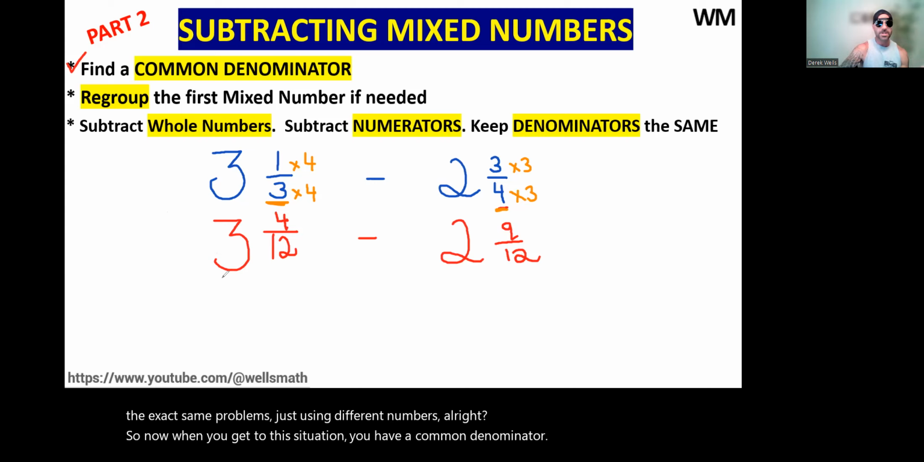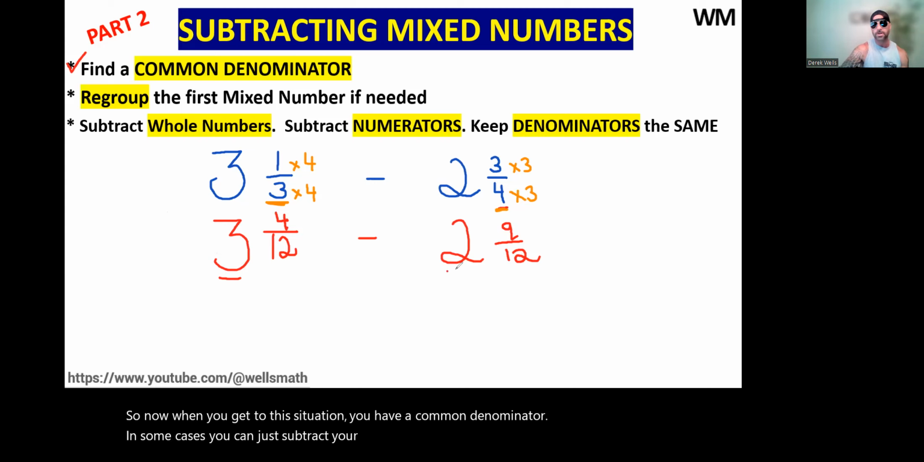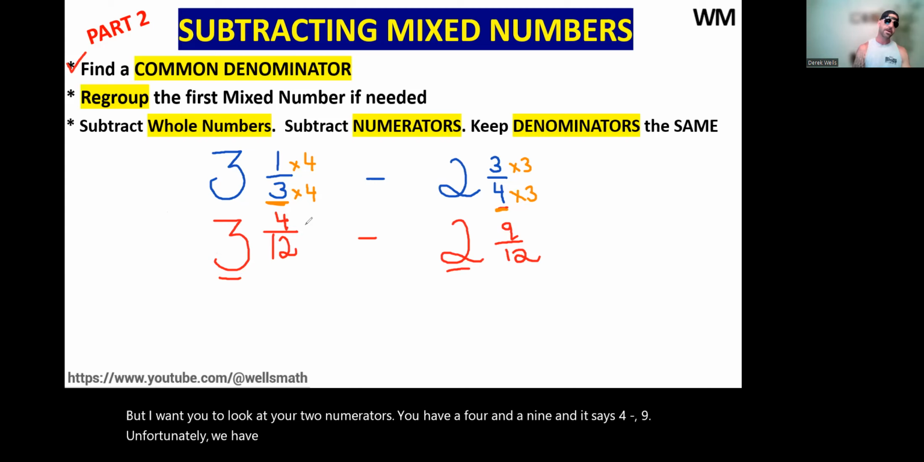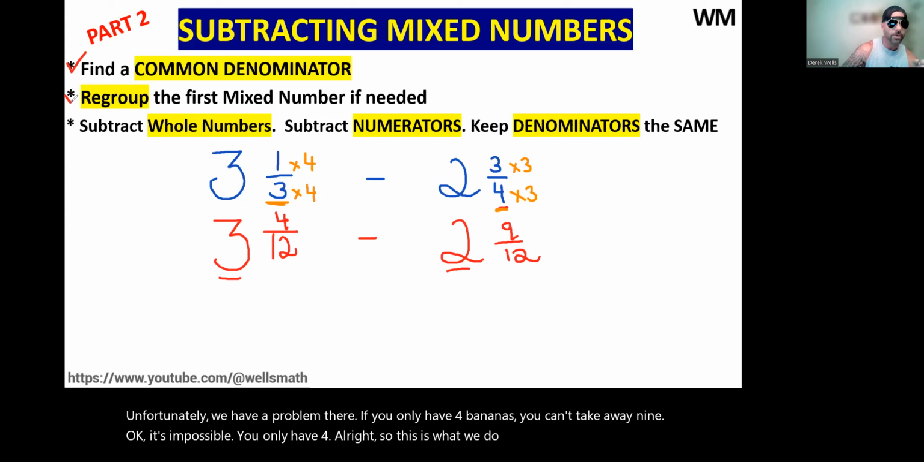In some cases, you can just subtract your whole numbers and then subtract your numerators. But I want you to look at your two numerators. You have a 4 and a 9, and it says 4 minus 9. Well, unfortunately, we have a problem there. If you only have 4 bananas, you can't take away 9, okay? It's impossible. You only have 4, all right? So this is what we do, and it's called regrouping.